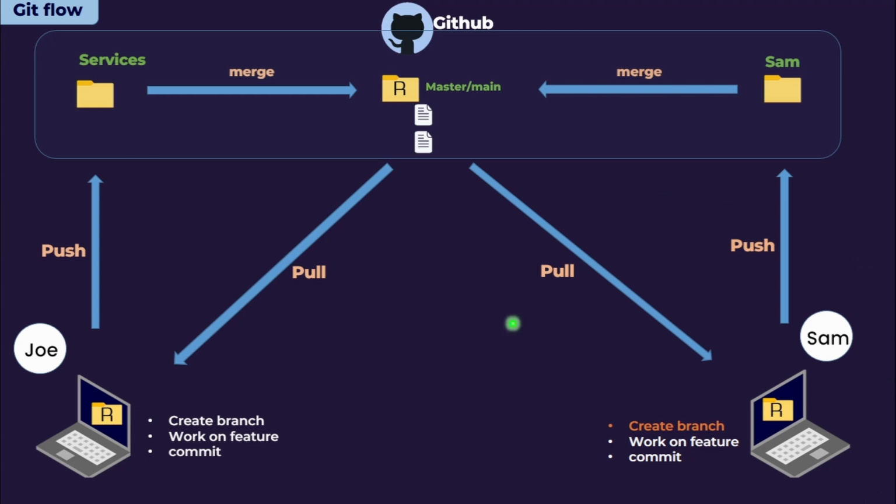So the cycle continues. The Gitflow cycle is just a simple cycle of creating a branch on your computer, working on the feature, doing a commit, then you push the commit to GitHub and merge into the master and pull.